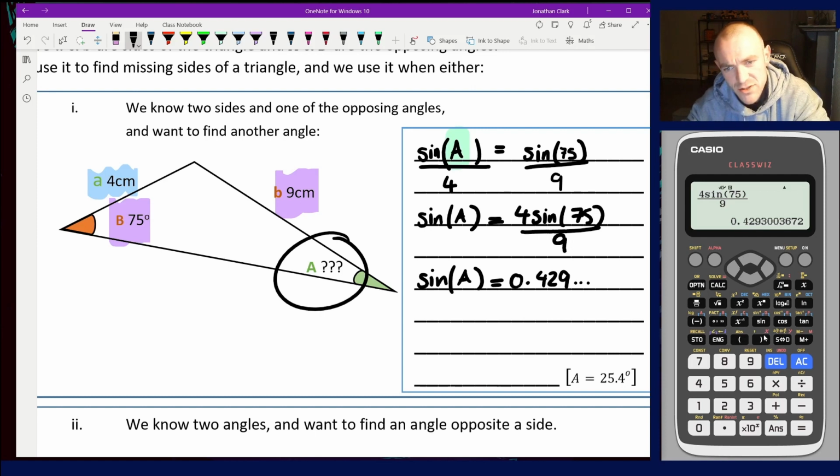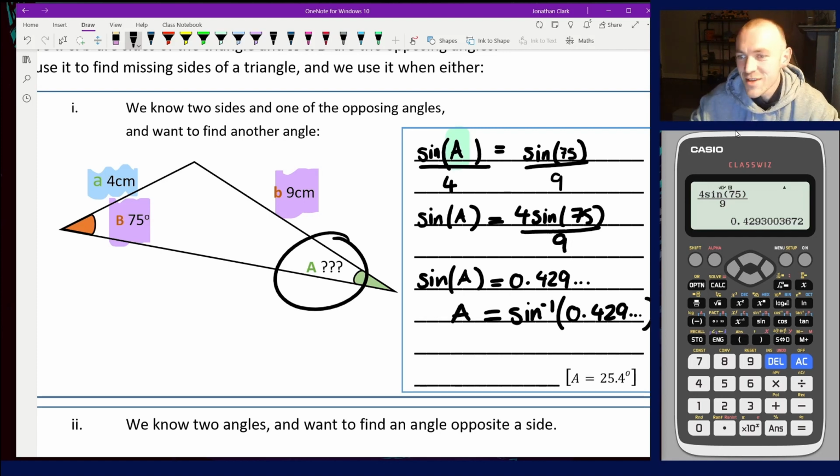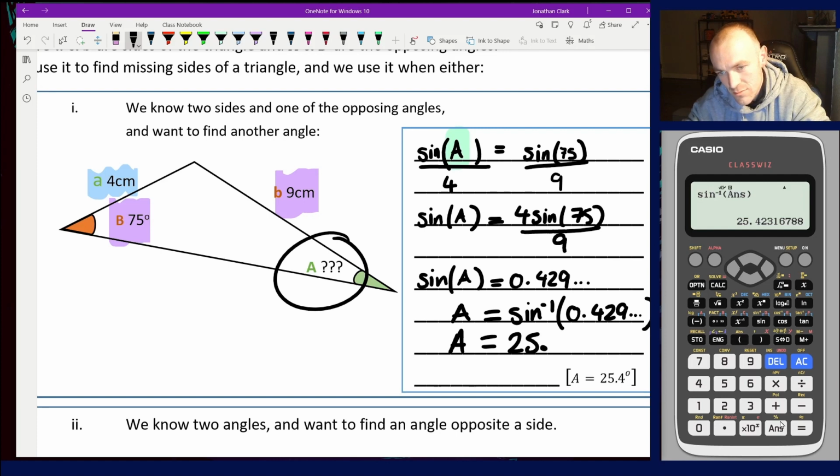But what we're going to need to do to get that final angle, similar to what you might have done in trig before, is use the inverse sine function, or shift sine, on your calculator, as you might have called it then. Press shift sine, and I'm just going to press answer out of pure laziness. Awesome, and then that gives me my angle. Very good.